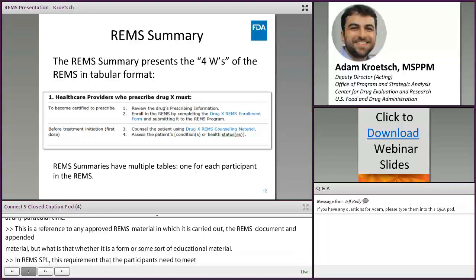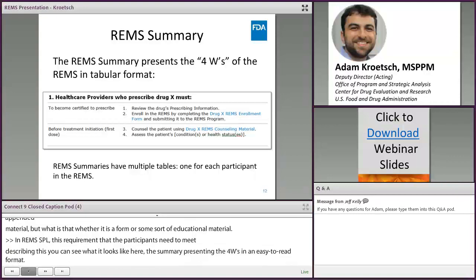And along the top, you'll see the who of the REMS, healthcare providers who prescribe drug X in this case. Along the left, you'll see the when of the REMS. So there are certain activities that have to take place in order to become certified. There are other activities that need to take place before the treatment begins. And then along the right side, you'll see the what and with what.